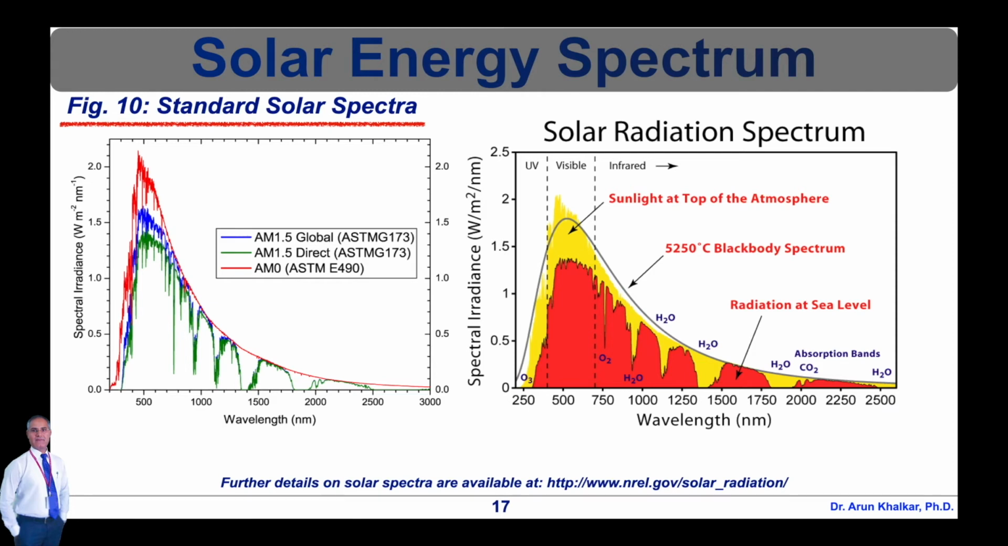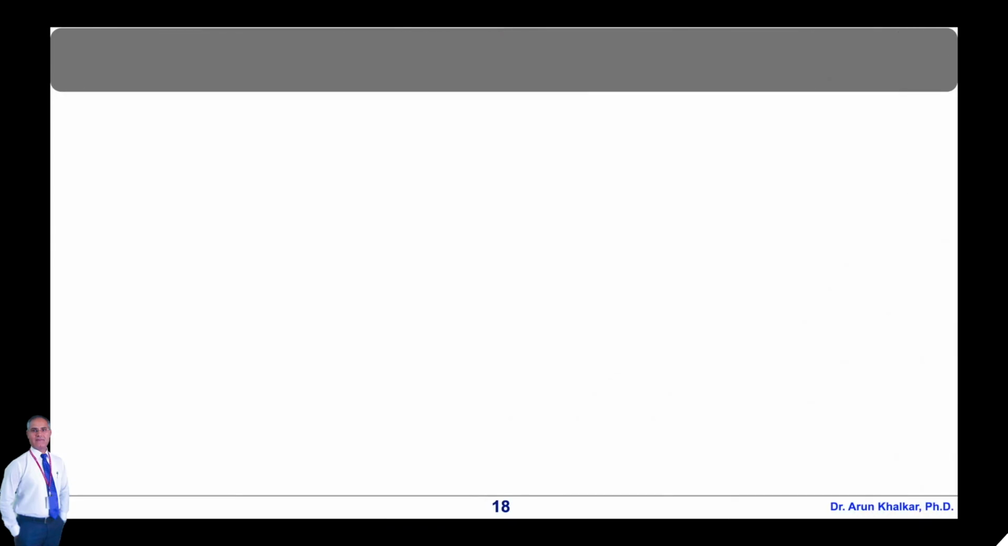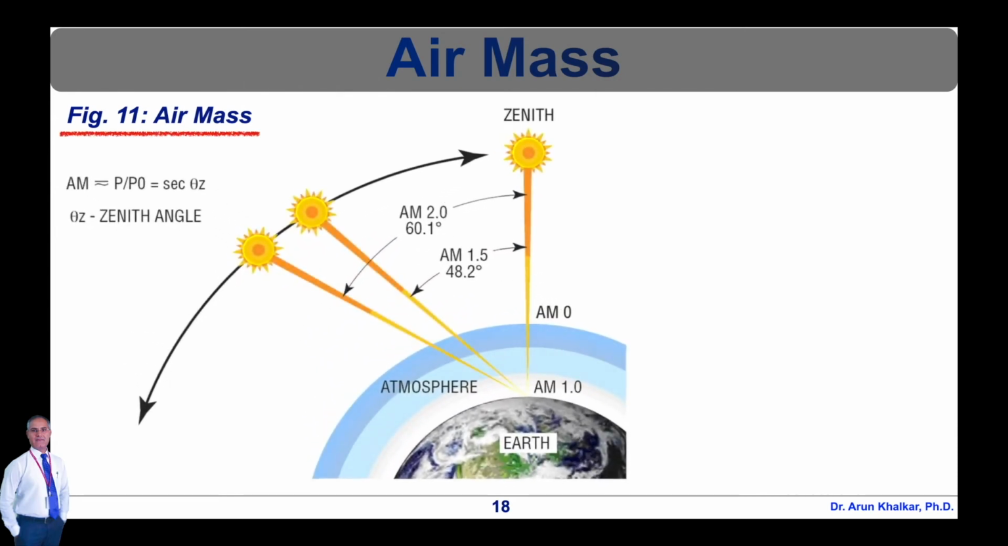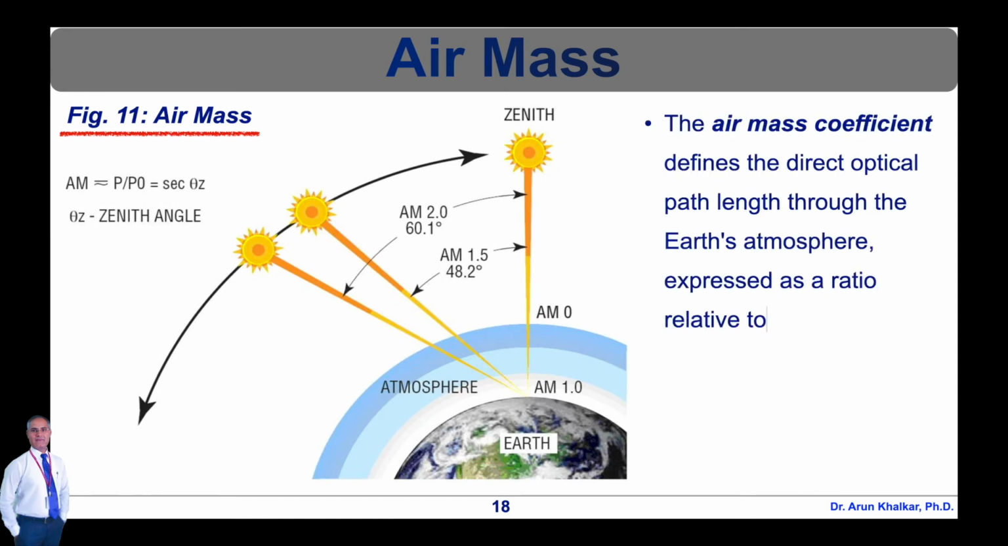So these are the standard solar spectra which are used to compare the performance of the different solar cell devices. Now let's see what is air mass. The air mass coefficient defines the direct optical path length through the Earth's atmosphere, expressed as a ratio relative to the path length vertically upwards, that is at the zenith angle.